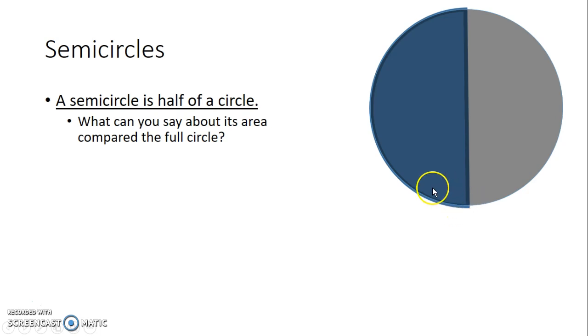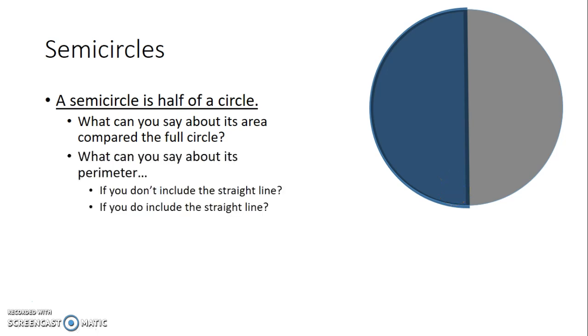You're probably thinking that it's just half, because it's half of the full circle, and so the shaded in part would also have half of the area. What do you think you could say about its perimeter? So if I'm just thinking about the perimeter as including just this part, without this straight line, how would this compare to the perimeter of the whole circle?